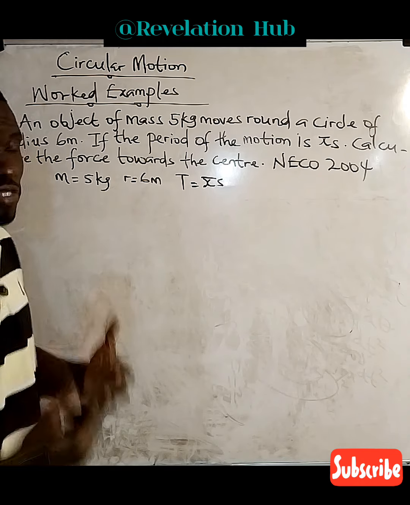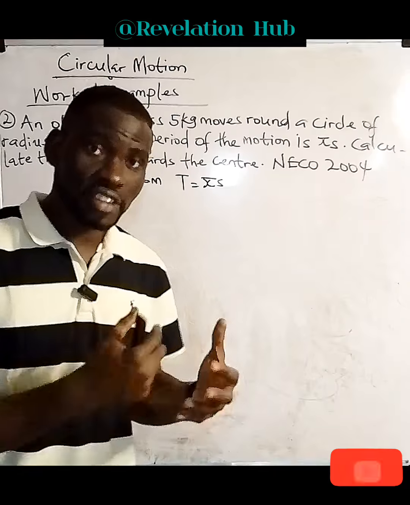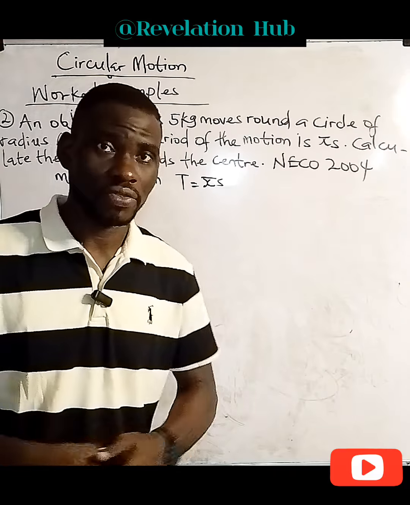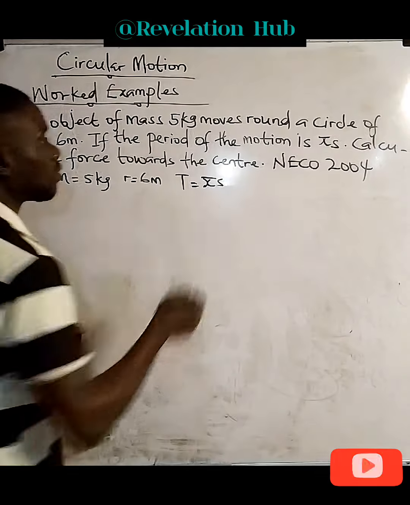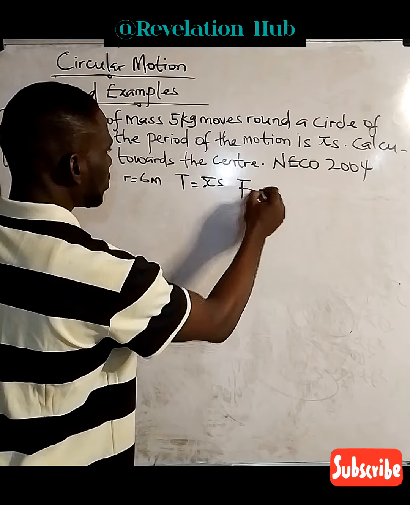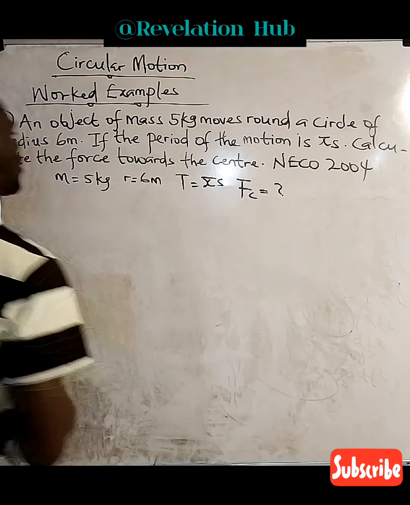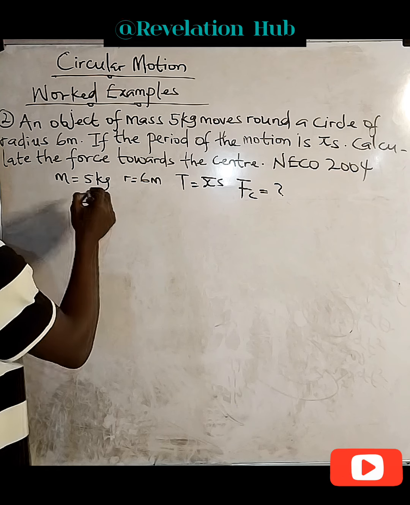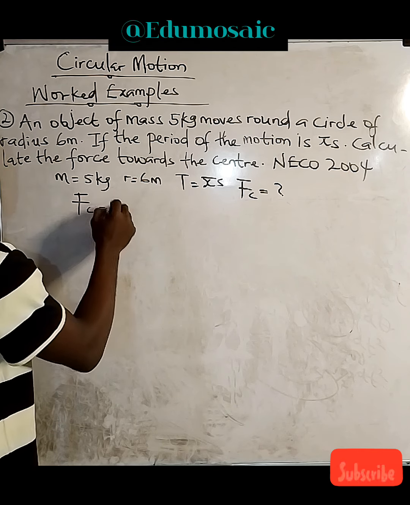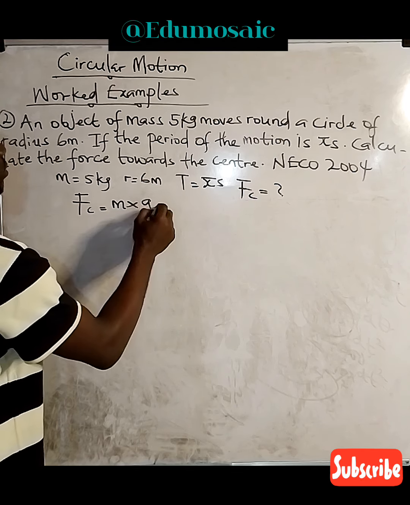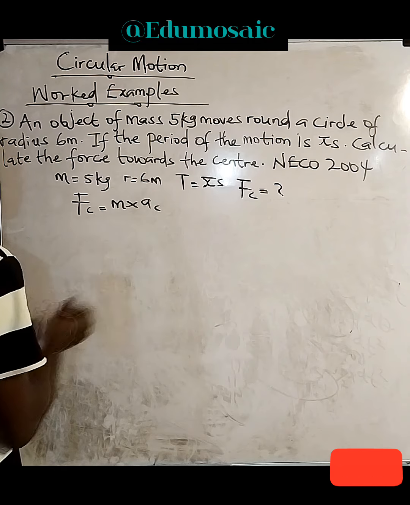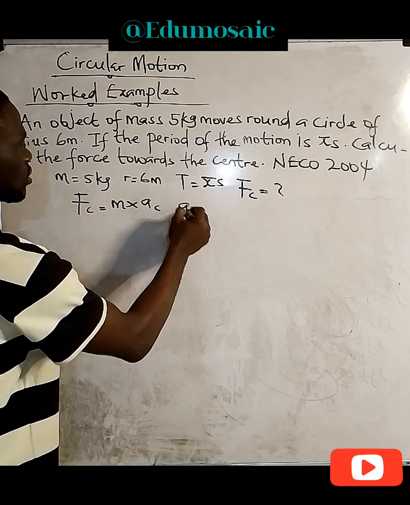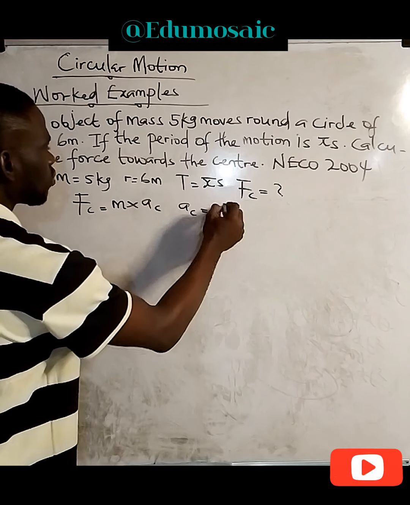Now the force that moves any kind of body towards the center of the circle is known as centripetal force. That's the force we're talking about. So what's the formula for centripetal force? Don't forget, in our previous lesson, centripetal force is equal to mass times centripetal acceleration. Now centripetal acceleration is, don't forget, v squared over r.